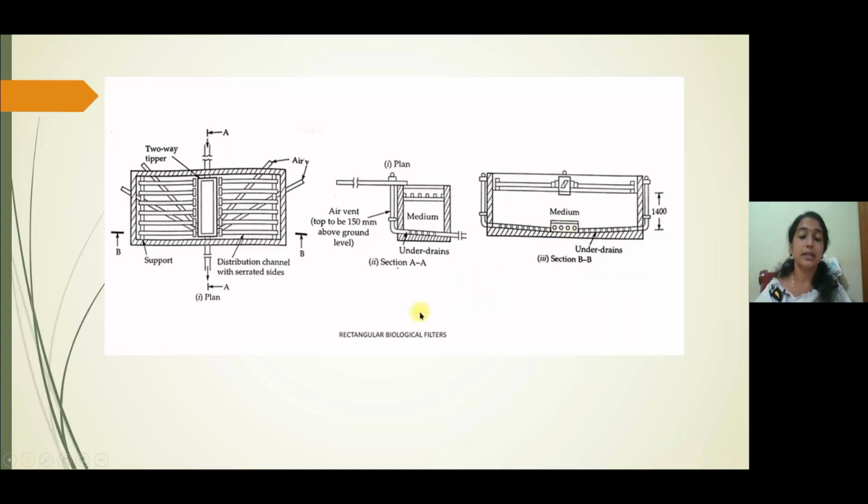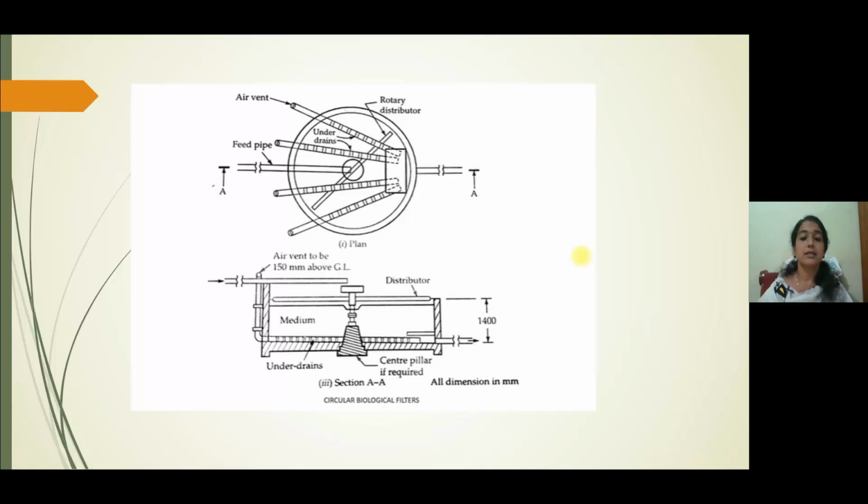These are the three main sectional views, that is the plan, section 1 and section 2, of a rectangular biological filter. This works the same as a trickling filter. This is a circular biological filter, same as the rectangular one, only the plan view is circular.